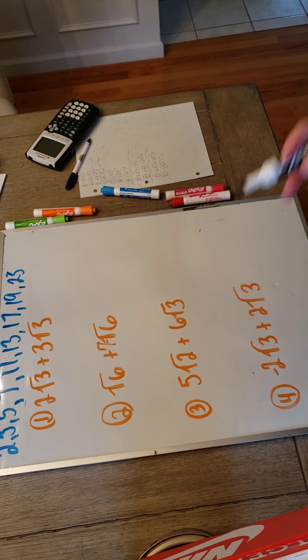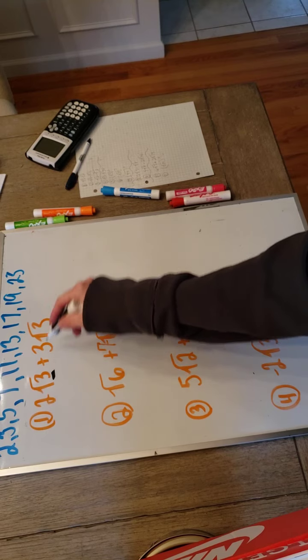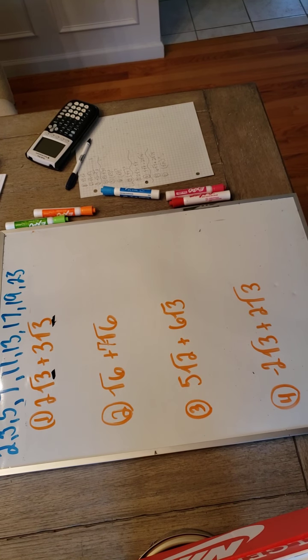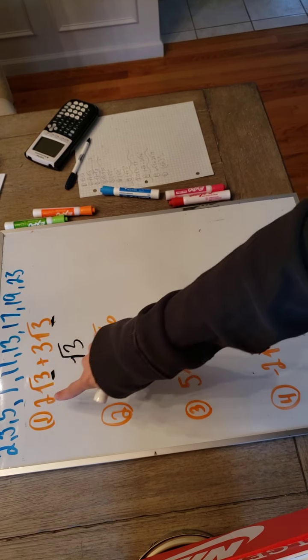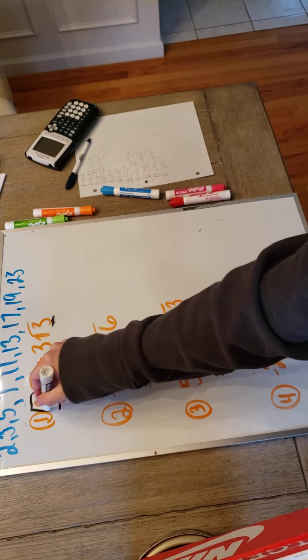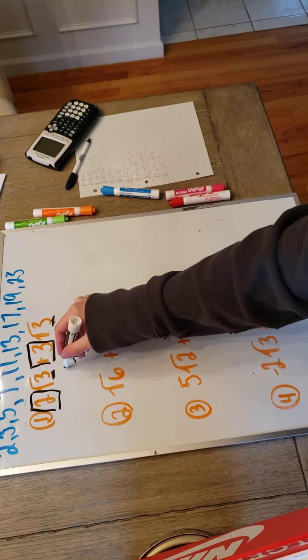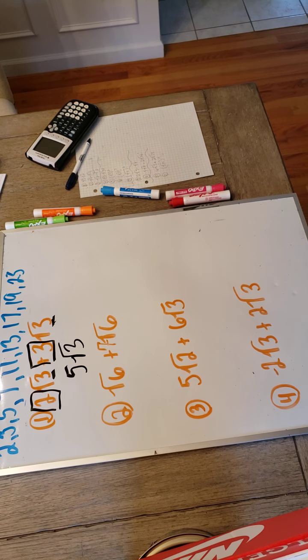So the first thing you always have to do is make sure this number is the same. If it's the same, drop it down, and you do 2 plus 3, which is 5, and that's your answer. I'd box it off, but I don't have room.